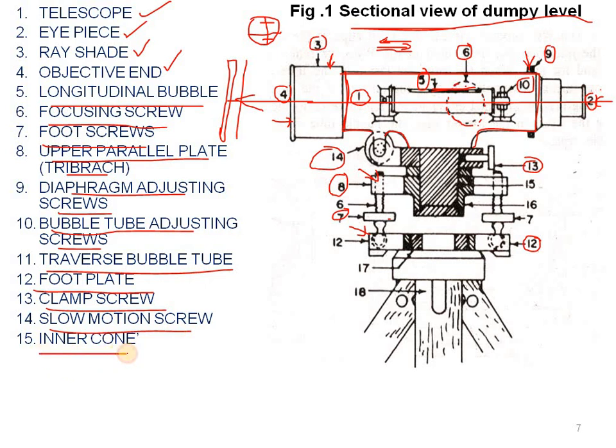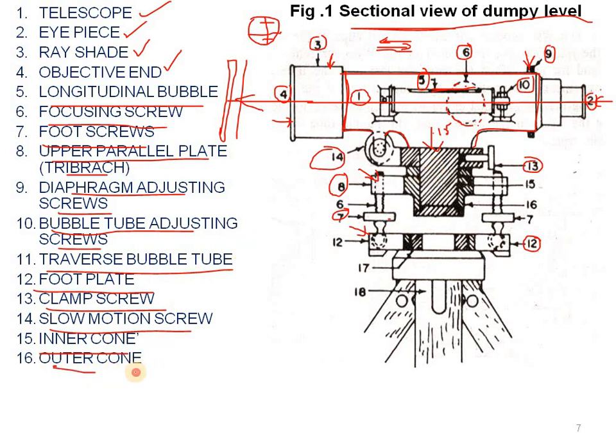And the 15th one is the inner cone. So we can observe here the inner portion with the black color lines. This portion is called the inner cone. So total maintenance will be done inside the instrument.